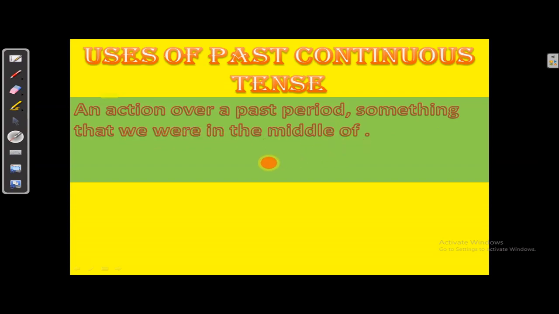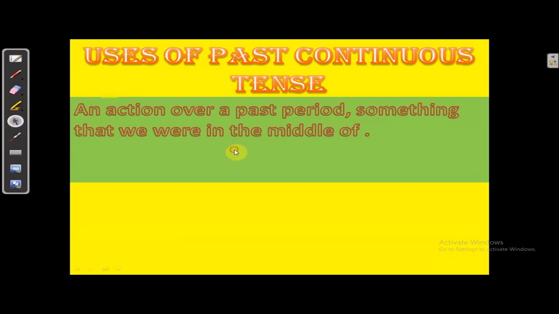Suppose you were doing some action in the past, in bygone time, but the action was in the middle of, that is, not a complete action. When the action is incomplete and you were in the middle of it, then you use it.